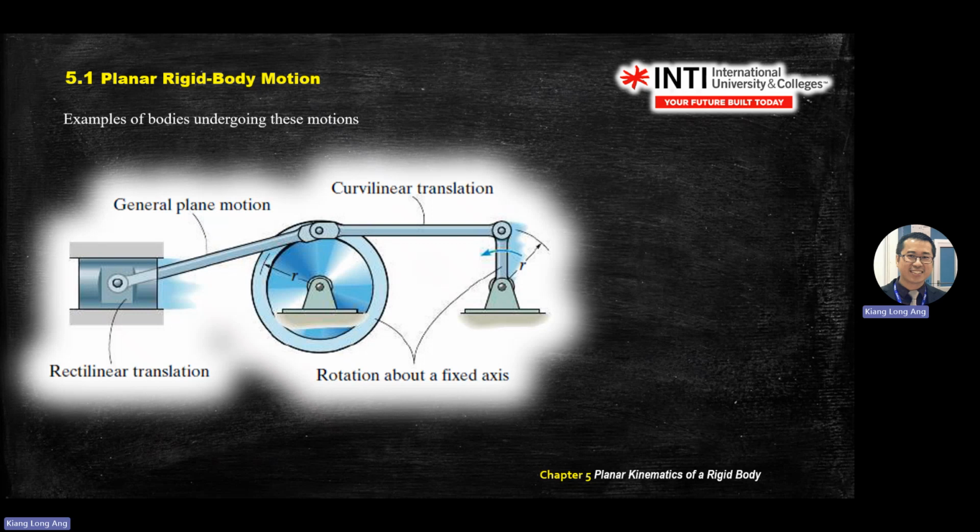This is general plane motion. This one changes rotation into linear, so this arm becomes a combination of linear and rotational motion. So there are three types of motion for a rigid body: translation, rotation, and mixed or general plane motion. It is good that you are able to identify the motion before you solve the question, because each motion has its own set of equations. If you are unable to identify the motion or you are confused about it, then you will not be able to get the correct answer.